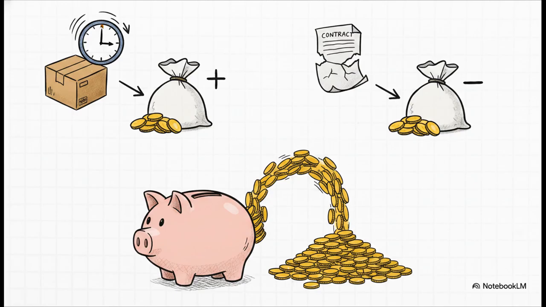But pay close attention to that last bullet: reversing a provision. Say we set aside $50 million for a product warranty last year, but only spent $35 million. We reverse that extra $15 million. Reversing a provision is not sales revenue, guys. It's just recovering an expense we didn't end up needing, so it naturally gets credited to account 711.